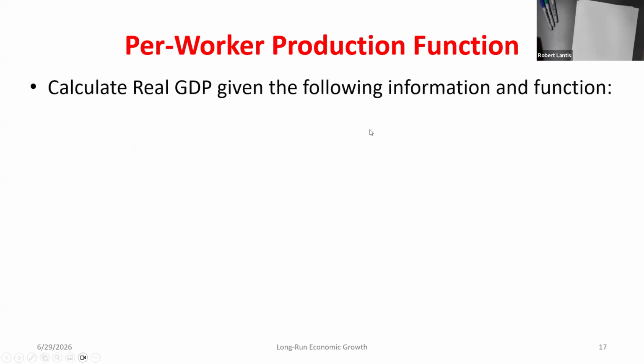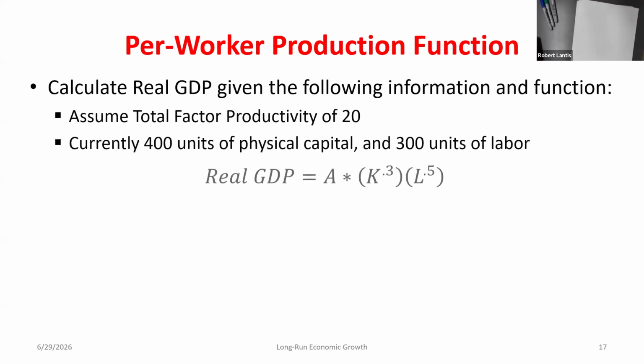So using this production function, let's try to calculate real GDP given the following information. If I have this production function, we're just going to simplify it to only include capital and labor, and we're told the factor of productivity is currently 20.